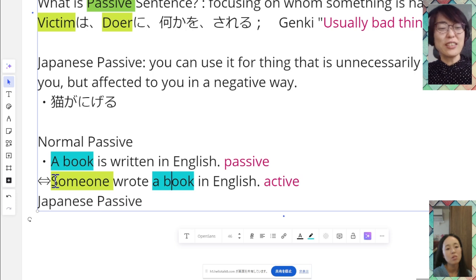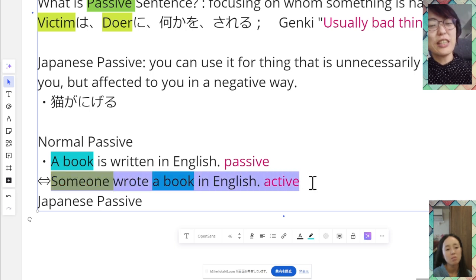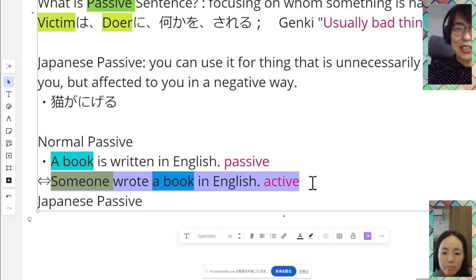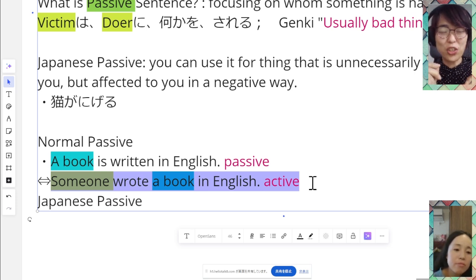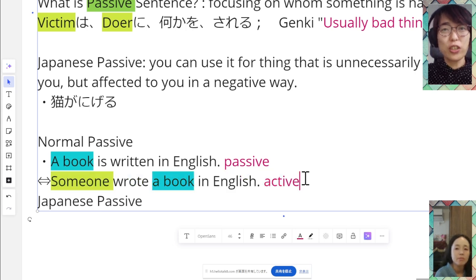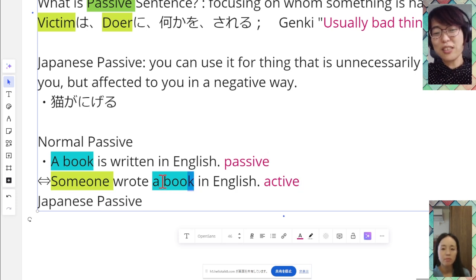Okay, so it is very good. So the object in this active sentence describes the subject's action towards this object, a book. So the characters that appeared in the sentence are a subject and an object. But in this sentence you are focusing on the object, a book. So there is no someone necessarily required, but of course you can put someone, like by someone, right?